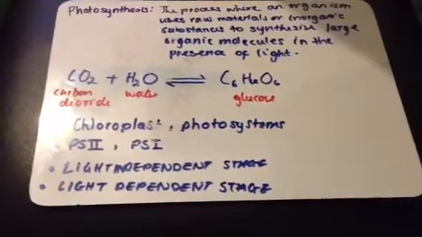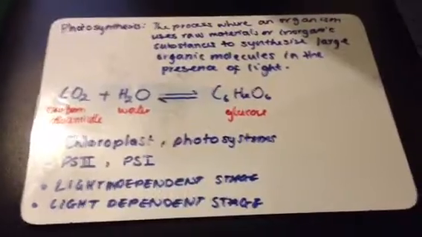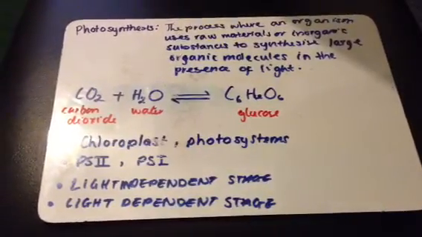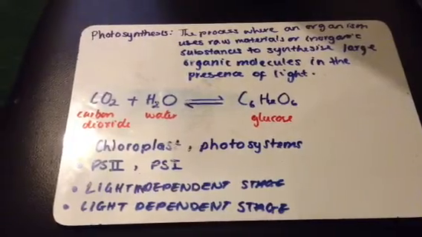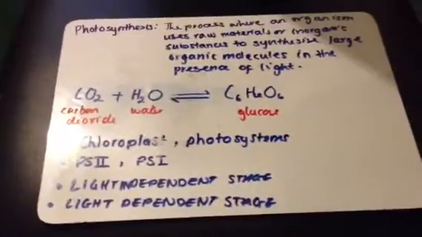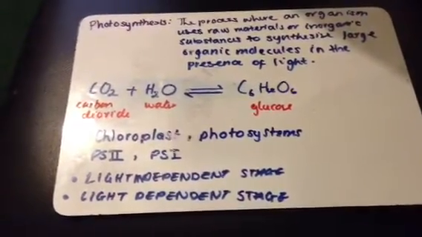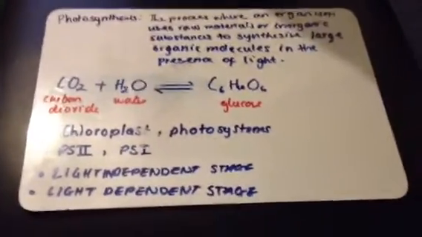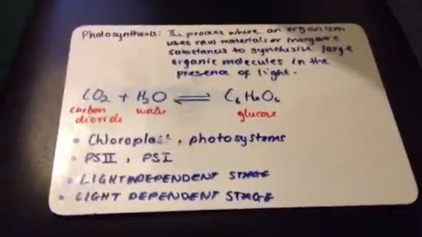So I've just basically got the definition of photosynthesis up here, which says that photosynthesis is the process where an organism uses raw materials or inorganic substances to synthesize large organic molecules in the presence of light. Now, these molecules could be carbohydrates, nucleic acids, amino acids, lipids, fatty acids, these types of things that an organism needs to survive.